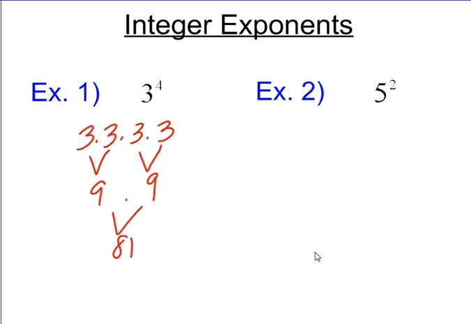Here in example 2, I have 5 to the 2nd power. This is 5 times 5. And we know that 5 times 5 is 25. So hopefully that kind of explains our positive exponents.